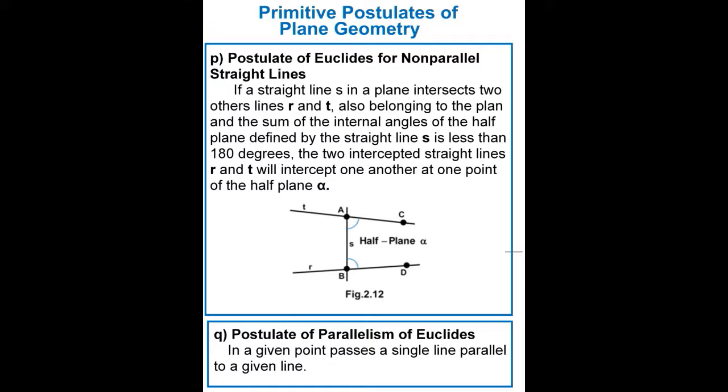Figure 2.12 on the slide shows two lines T and R, and the line S that intercepts the two lines T and R. The same plane analyzed is the alpha half plane. In the second part of this slide is presented the Euclid's postulate of parallel lines. This postulate states that at a point in a plane passes only a single line parallel to another line that belongs to the same plane.